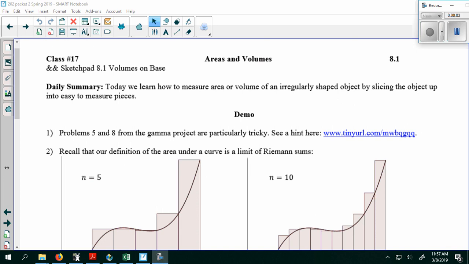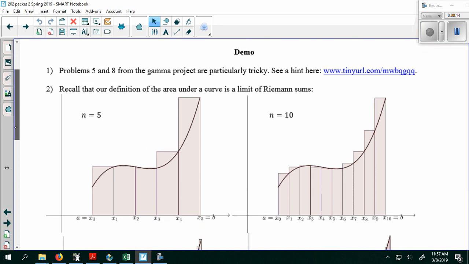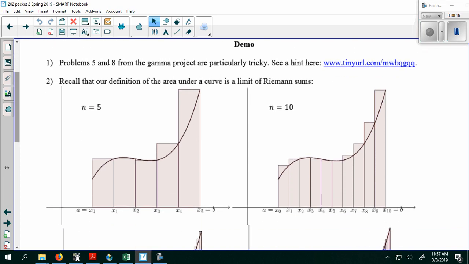Today we learned how to measure area or volume of an irregularly shaped object by slicing the object up into easy to measure pieces. So just a quick note, problems 5 and 8 from the Gamma project are particularly tricky. There is a hint at this link. It's also posted in Moodle.